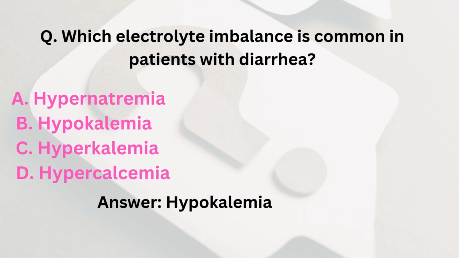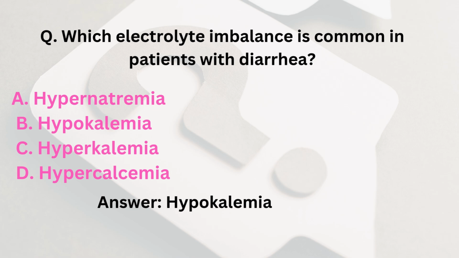Why is potassium needed in our body? Potassium is essential for muscle contractions and nerve impulses. When potassium levels drop, it can cause muscle weakness, fatigue, and heart problems. Hence, the correct answer is hypokalemia.